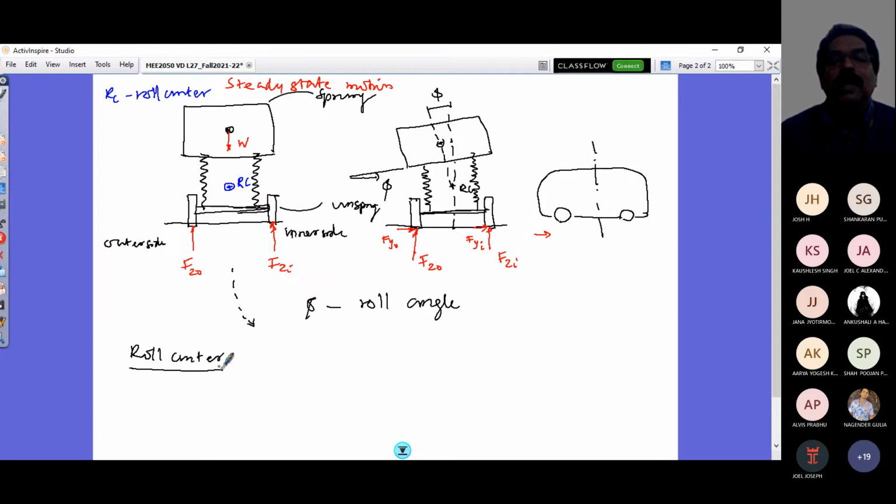Roll center is something that you can look at analogously. How did you look at the neutral steer point to define your static margin? In the neutral steer point, you had a side force acting that would not produce steady state yaw motion, right? That is what defines static margin. Similarly, roll center is the point where a side force acting at the roll center will not produce any roll.